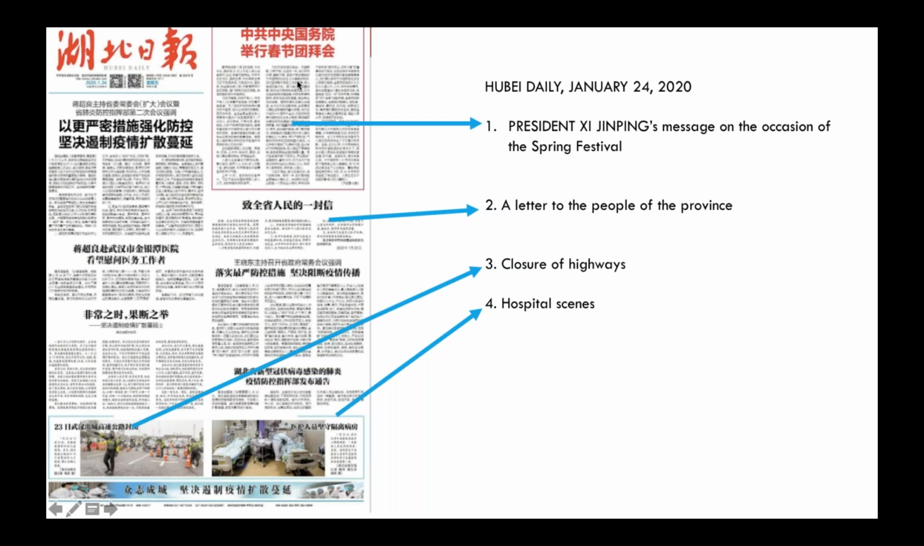And here, if you look, the dominant story, I think you can clearly see from the color and font, is the address of President Xi Jinping on the occasion of the Spring Festival, which he gave at the State Council meeting in Beijing. The full text is published here. Then there are various other news stories about implementing the lockdown: a letter to the people of the province, photo images of closure of highways, and some hospital scenes.